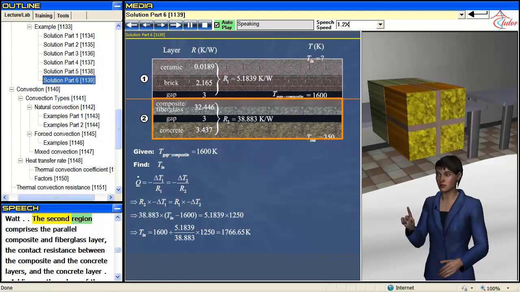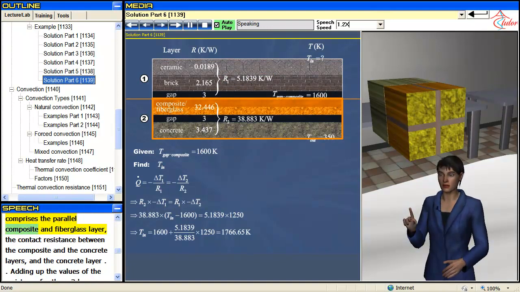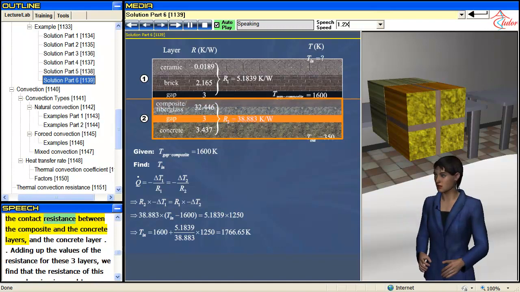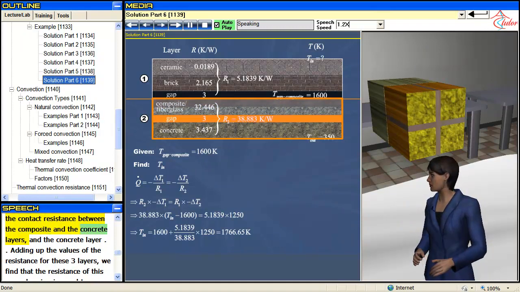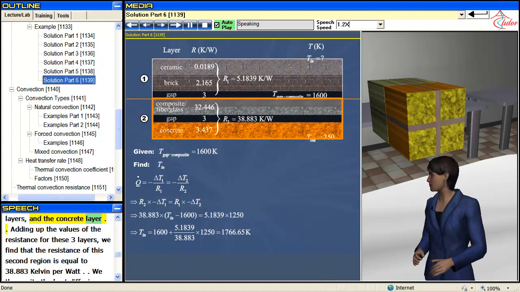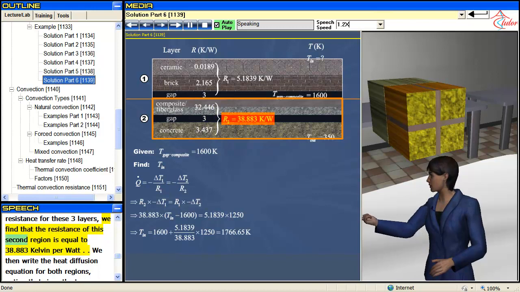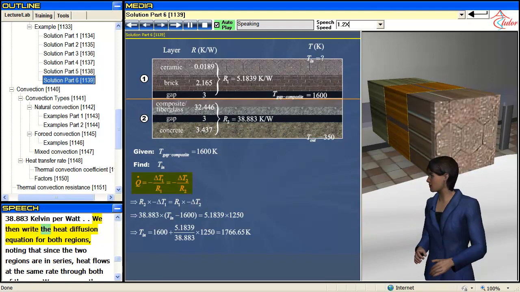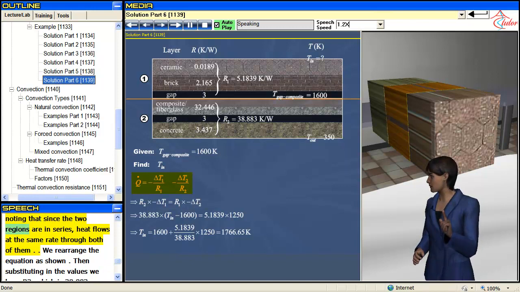The second region comprises the parallel composite and fiberglass layer, the contact resistance between the composite and the concrete layers, and the concrete layer. Adding up the values of the resistance for these three layers, we find that the resistance of this second region is equal to 38.883 Kelvin per watt. We then write the heat diffusion equation for both regions, noting that since the two regions are in series, heat flows at the same rate through both of them.